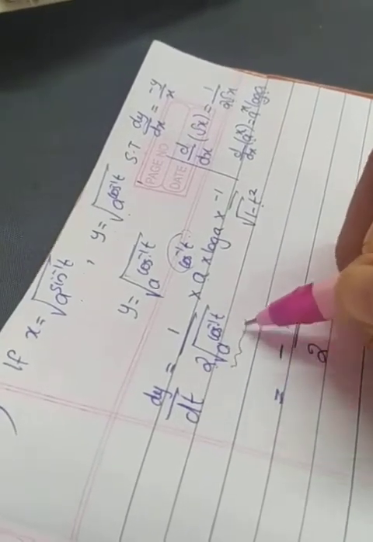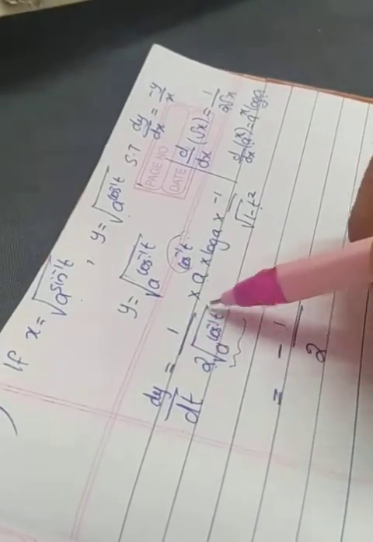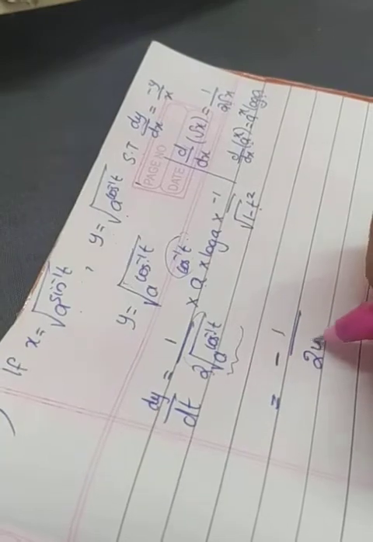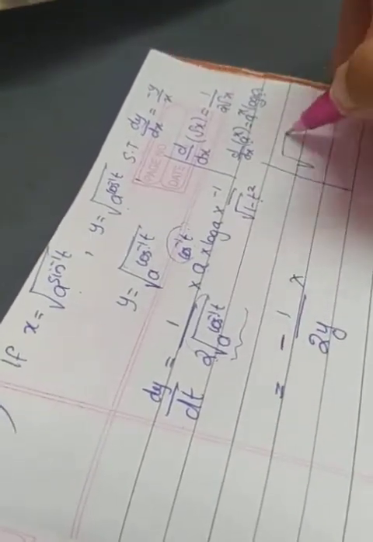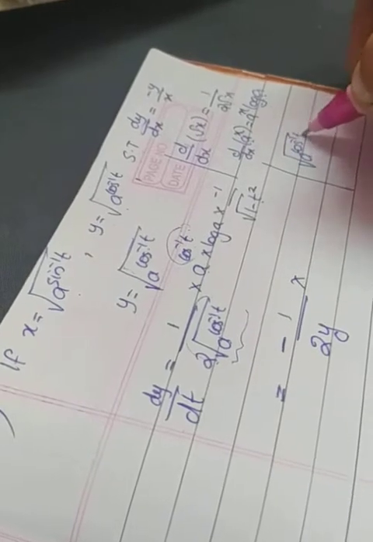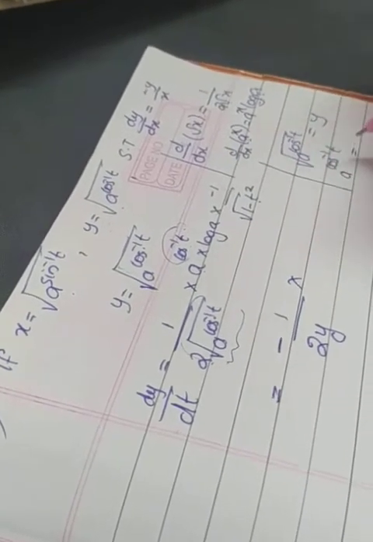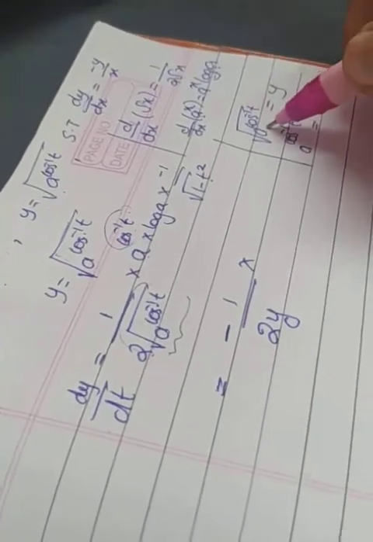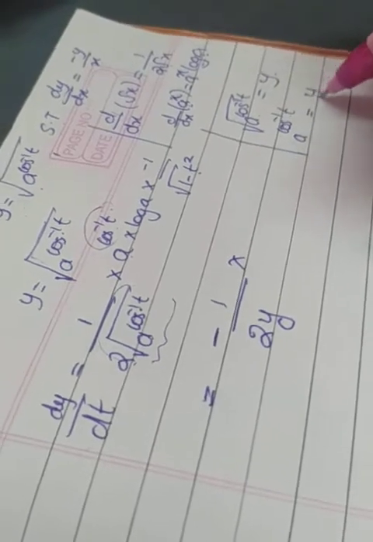That is equal to, so already a minus is there, 1 by 2 into, what is this root of a raised to cos inverse t? That is the same as y, isn't it? So instead of this term, I am replacing it by y, into, if root of a raised to cos inverse t is y, what will be a raised to cos inverse t? Can you guess? It will be y square, isn't it?